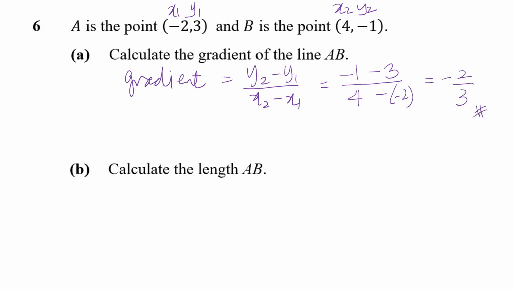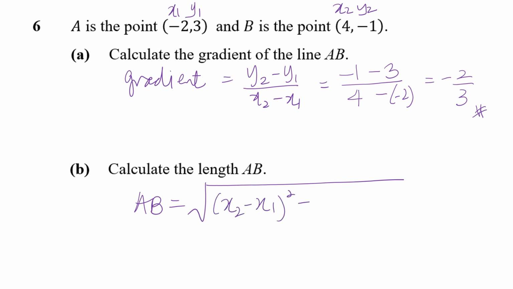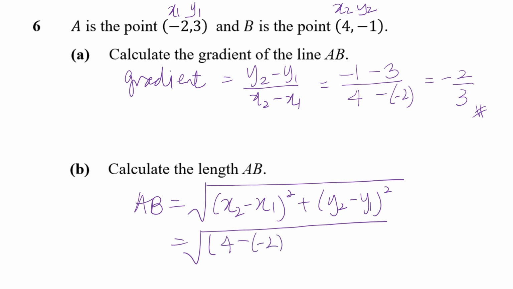Okay, how about the length? To find length, write down the formula. It's a square root, derived from Pythagoras theorem. So square root of bracket x2 minus x1 squared plus bracket y2 minus y1 squared. Okay, x2 is 4 minus bracket negative 2 close squared plus open negative 1 minus 3 close squared. Okay, use a calculator to work this out.